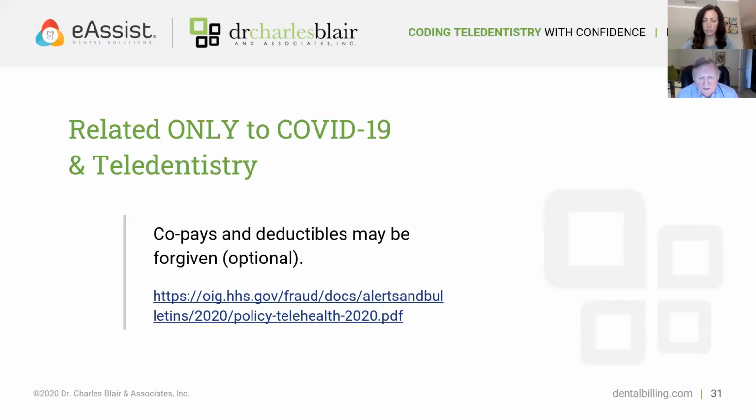And so, yes, it could be that you see an out-of-network PPO type patient, you're not a member of their plan, there could be a copay. If you wanted to forgive that related to the teledentistry visit, yes. But again, I want to emphasize not the regular visit in the dental office.